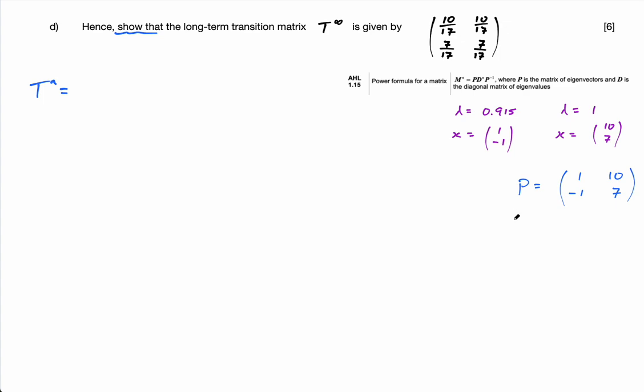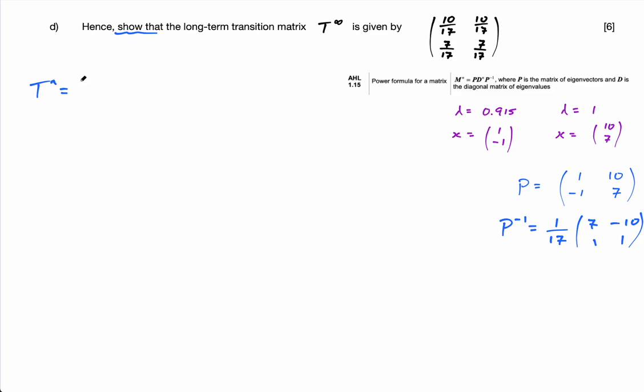P minus 1 is something I do want to get right now. To get the inverse of a 2 by 2, hopefully you remember, it's 1 over the determinant, which is this times this minus this times this, which is 7 minus negative 10, and minus a negative is a plus, so it's 1 over 17. And then we swap these two, 7 and 1, and change the sign of these two, negative 10 and 1. So that's P minus 1.